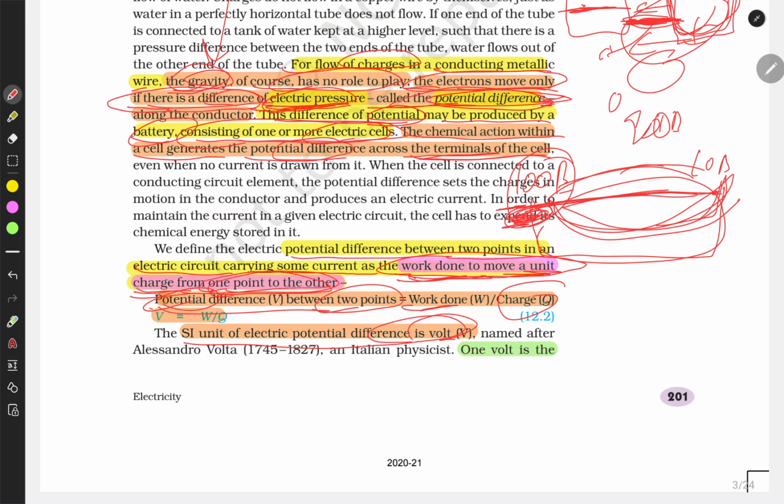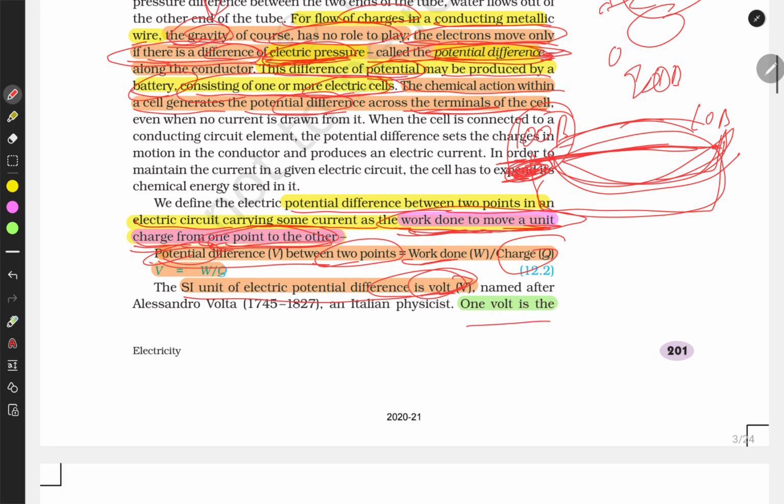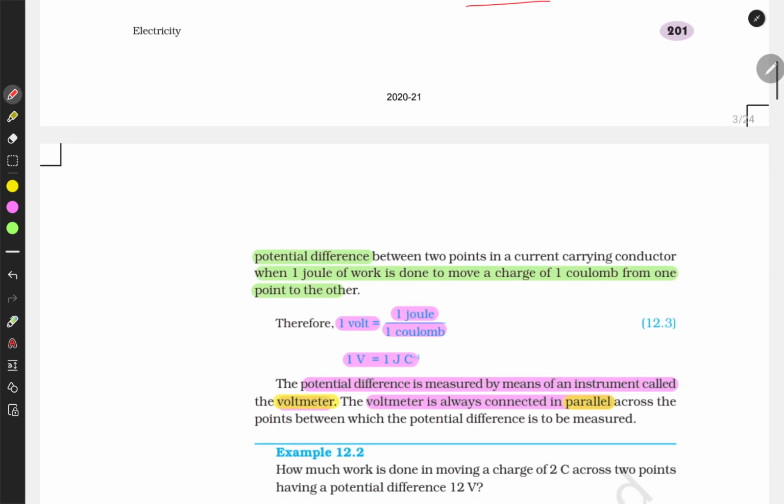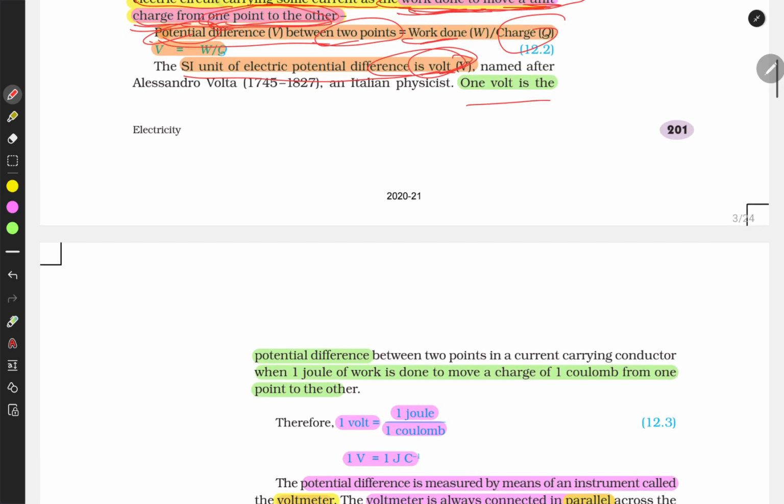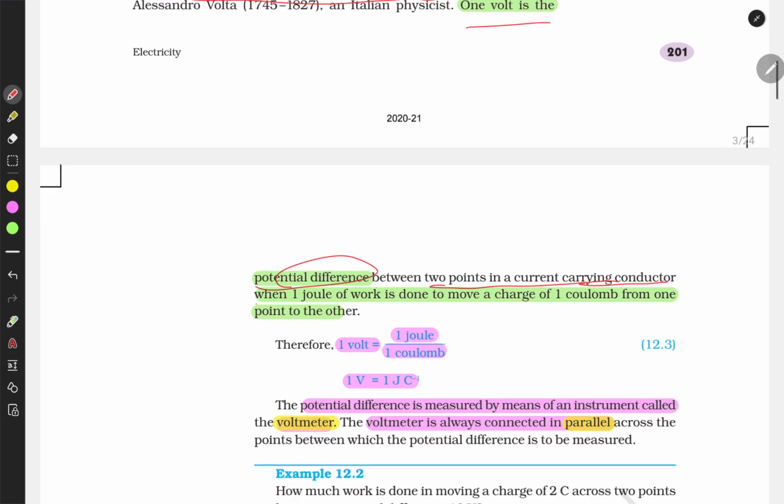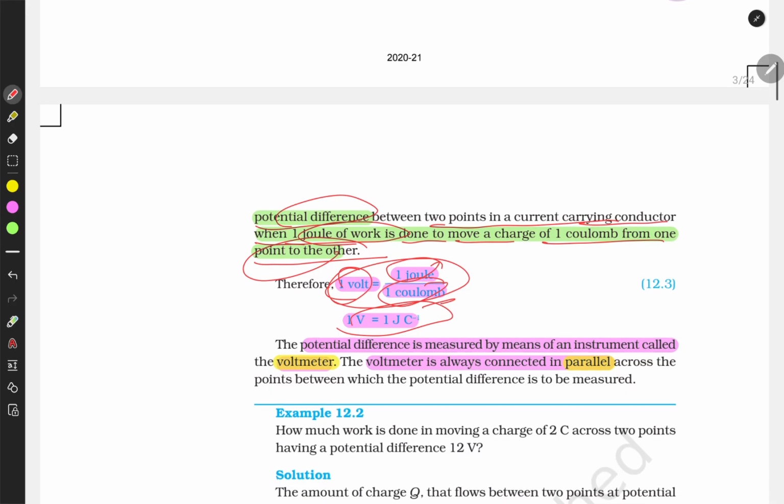Its SI unit is the volt. One volt is the potential difference between two points of a current carrying conductor when one joule of work is done to move a charge of one coulomb from one point to another point. So one volt is one joule per coulomb, joule coulomb minus one. This is how we explain the volt, the unit of potential difference.